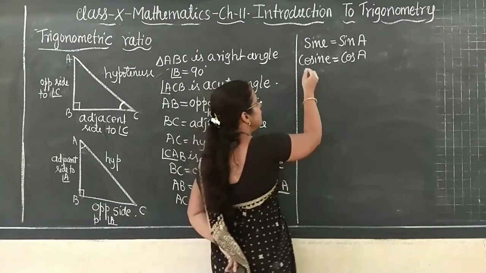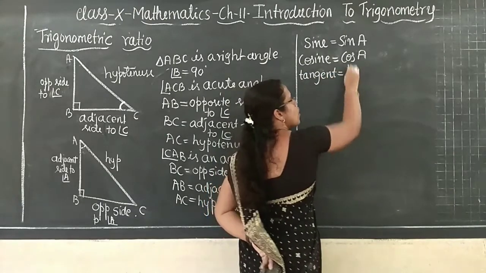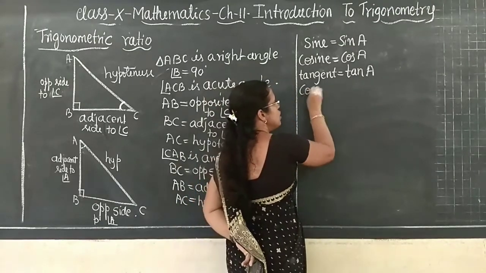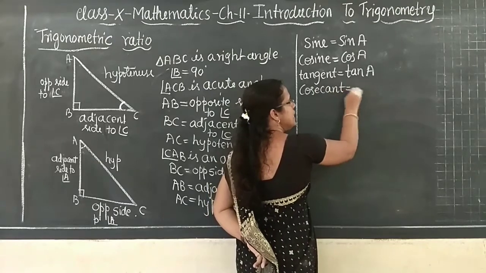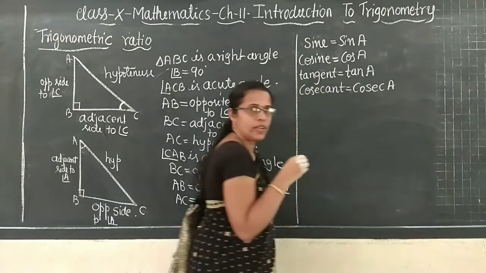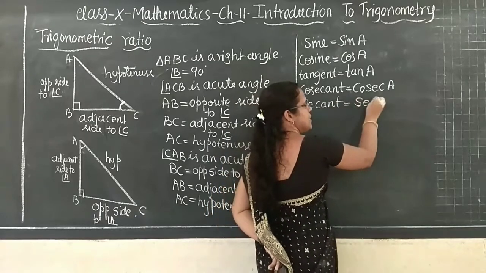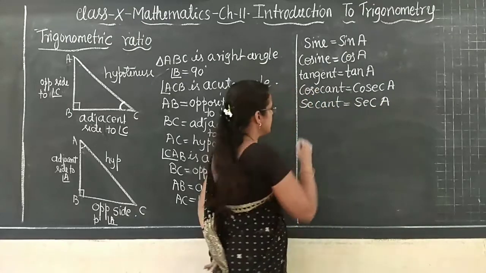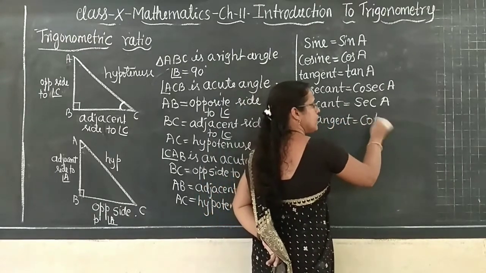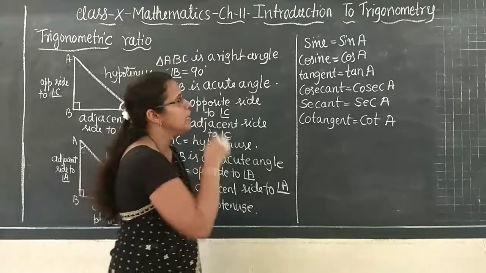Okay. Then next one is called tangent. Tangent is called as tan. Tan A. Next one is called as cosecant. Cosecant can be written in short form as cosec. Cosec A. Then next one is called secant. Secant is sec A. Next, cotangent. Cotangent means cot. Cot A. So you have to understand like this. So these are the trigonometric ratios.